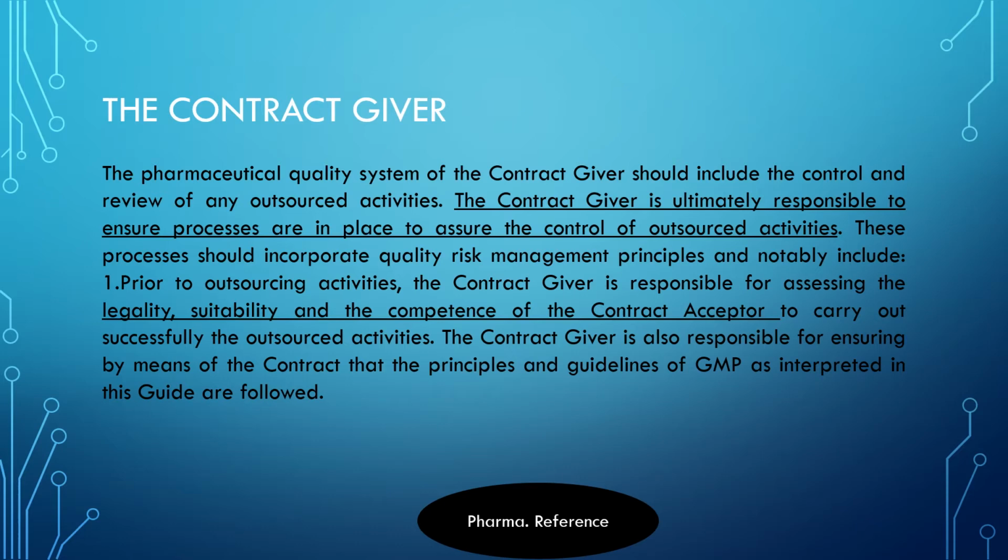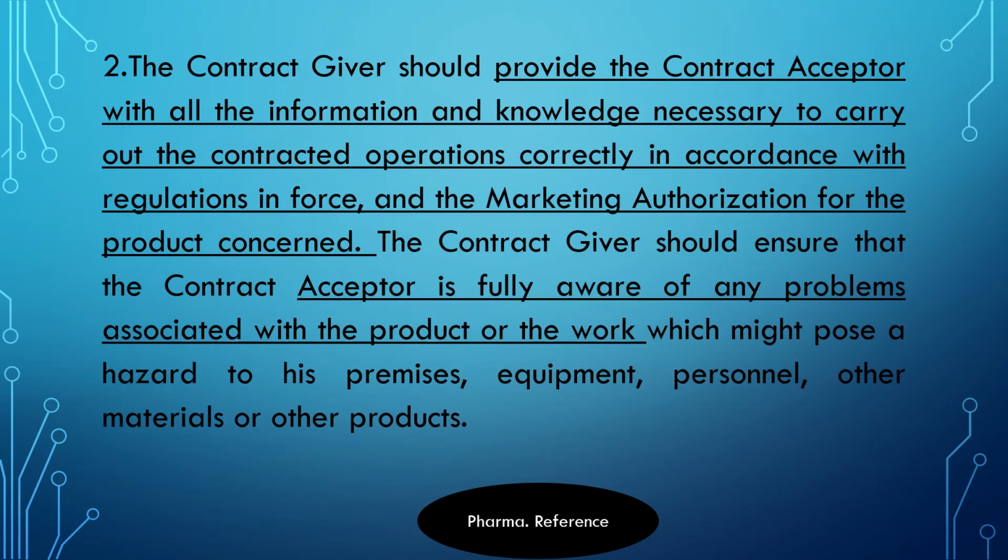The contract giver is also responsible for ensuring by means of the contract that the principles and guidelines of GMP as interpreted in this guide are followed. The contract giver should provide the contract acceptor with all information and knowledge necessary to carry out the contracted operations correctly in accordance with regulation in force and the marketing authorization for the product concerned. The contract giver should ensure that the contract acceptor is fully aware of any problems associated with the product or the work which might pose a hazard to his premises, equipment, personnel, other materials, or other products.